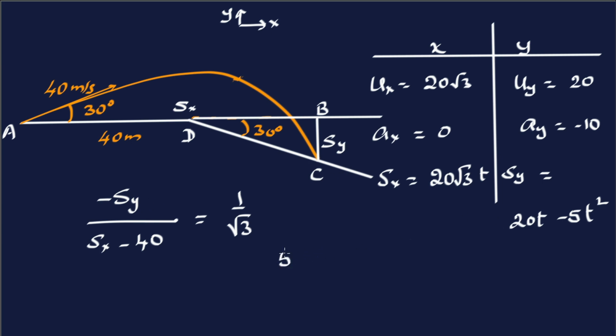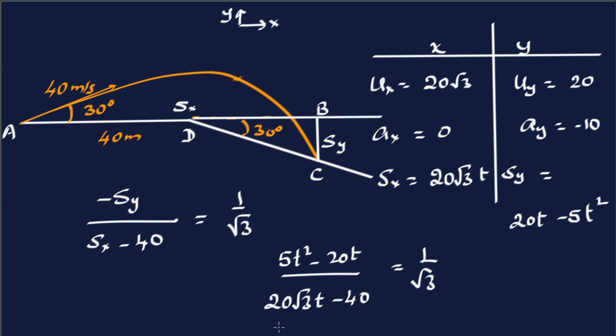Minus sy is 5t squared minus 20t, divided by sx, 20 root 3 t minus 40, is equal to 1 by root 3. So let's solve this quadratic equation. The quadratic equation gives us two values for t. t is equal to 0.625 seconds and 7.375 seconds. Both positive values.